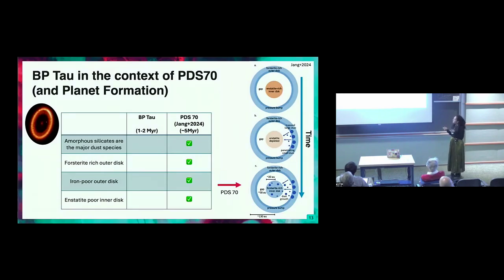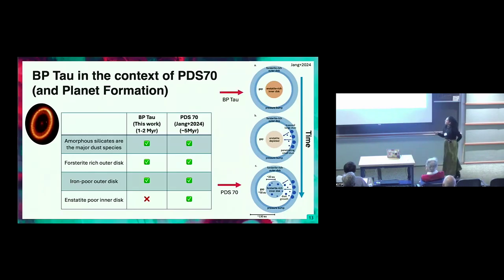So we have amorphous silicates as the major disk species, a phosphorus-rich outer disk, an iron-poor outer disk, and an enstatite-poor inner disk. The way they explain this is by looking through time, where you have a phosphorus-rich outer disk with an enstatite-rich inner disk, which is expected from observations of protoplanetary disks in a survey. And then with time, the enstatite gets accreted, and filtration of the smaller pebbles with phosphorus-rich material will feed the inner disk with this phosphorus-rich material.